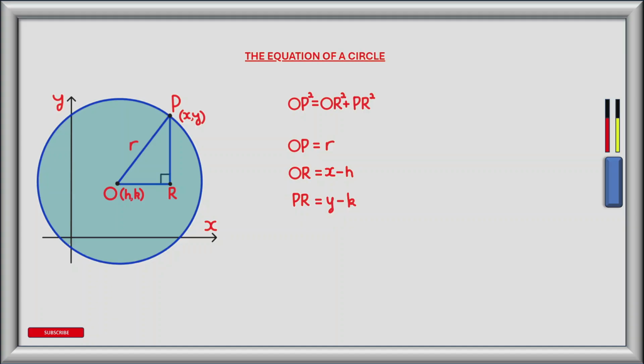If we plug these values into our equation where OP squared is equal to OR squared plus PR squared, this gives x minus h all squared plus y minus k all squared is equal to r squared. This is the general form of the equation of a circle, and it can be used to find the equation of a circle when we know both the radius and the coordinates of its center. Let's now look at some examples of where we can use this.